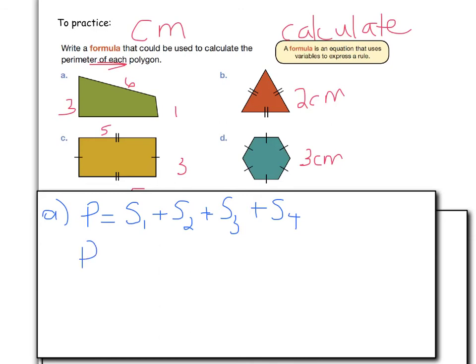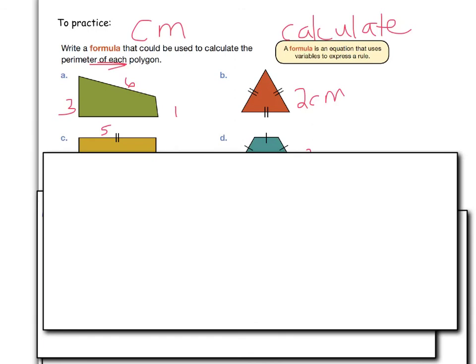To figure this out then, we would have to add all of the side lengths. So let's go 6 plus 1 plus 5 plus 3. Well, 6 plus 3 is 9, plus 1 is 10. Add 5 more is 15. So 15 centimeters for our irregular quadrilateral. Remember, it's a quadrilateral because it has 4 sides.